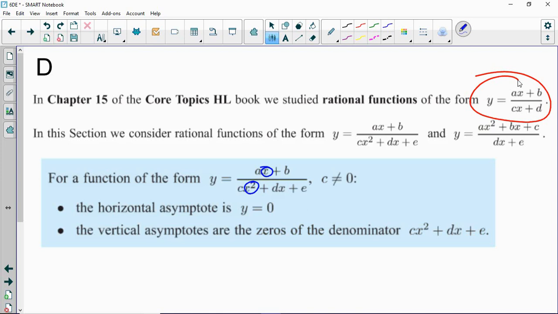And this is going to be an important thing for us to consider when we get to calculus. If we've got a denominator with a higher degree than the numerator, then the horizontal asymptote is always going to be 0. And the vertical asymptotes, that's the same as what we considered before. It's just going to be when the denominator is equal to 0. So we have a quadratic in the denominator. We can set it equal to 0 and go from there.